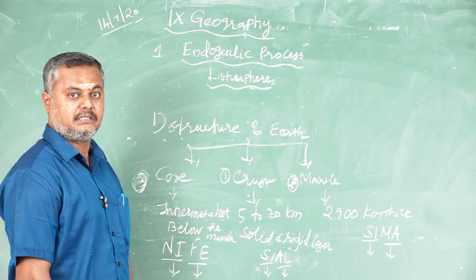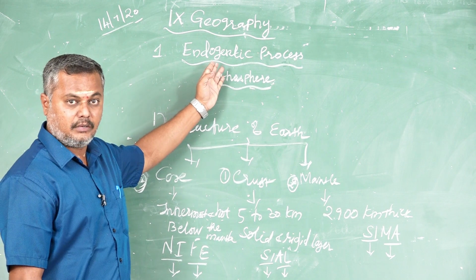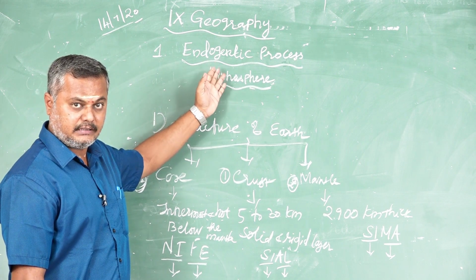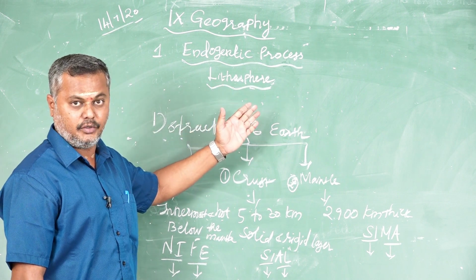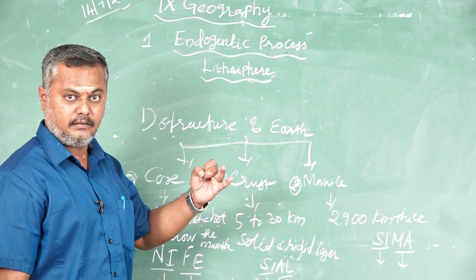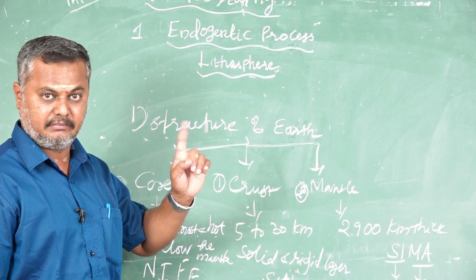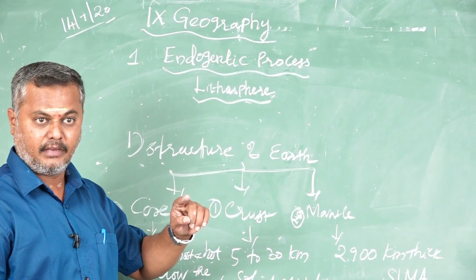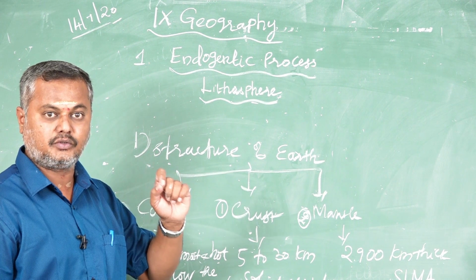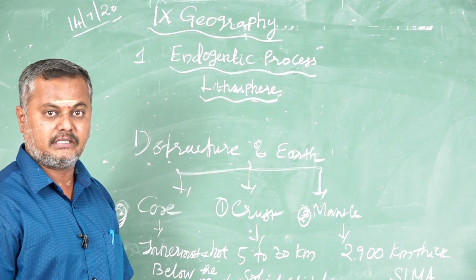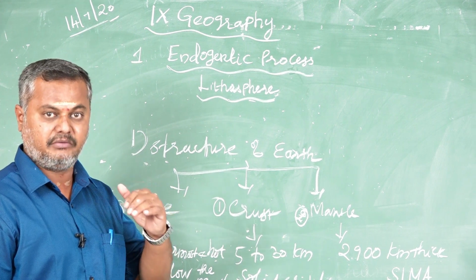Dear students, once again I want to recall the topic which you learned: the endogenetic process. In the endogenetic process, we are in the class of lithosphere. There are four spheres: lithosphere, atmosphere, hydrosphere and biosphere. Lithosphere is land, hydrosphere is water, and atmosphere is air. Biosphere is the planet's living part, where all living things are available. Lithosphere plus atmosphere plus hydrosphere together make the biosphere.